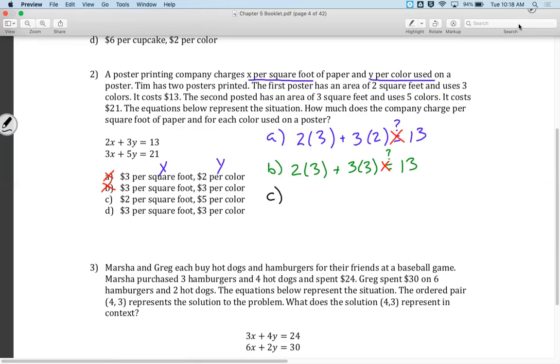Now let's look at C. Well, the first one says $2 per square foot. So we have 2 times 2. And then it says $5 per color. So we have 3 times 5. And I think we can already see that this 2 times 2 is 4, 3 times 5 is 15, and there's no way that's going to be equal to that. So by process of elimination, my answer is D.